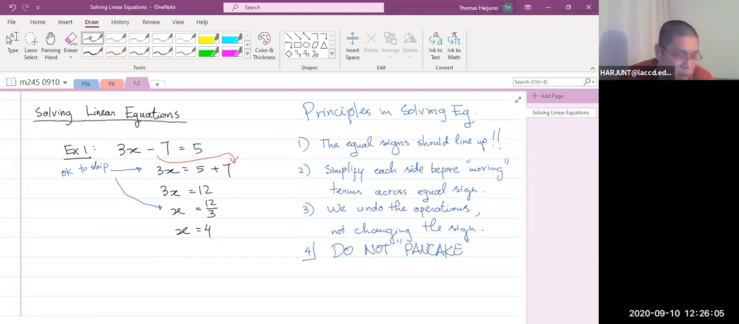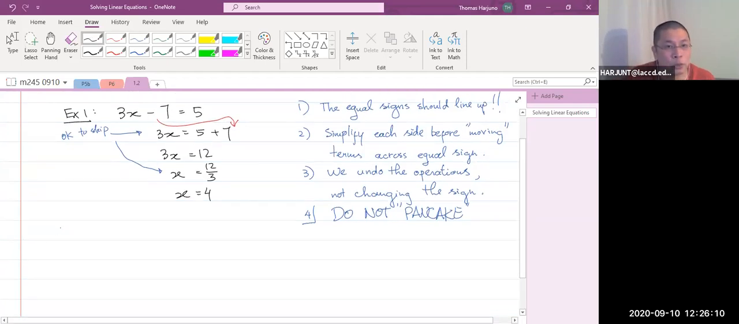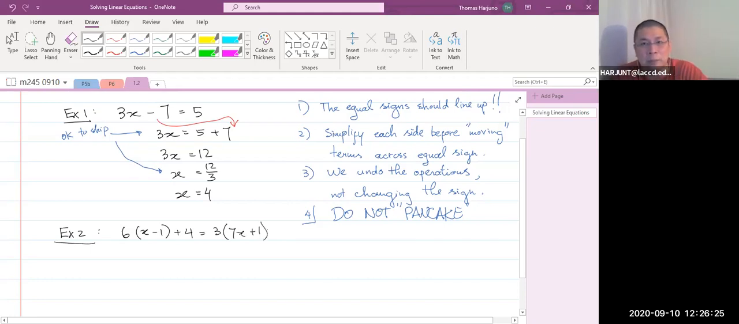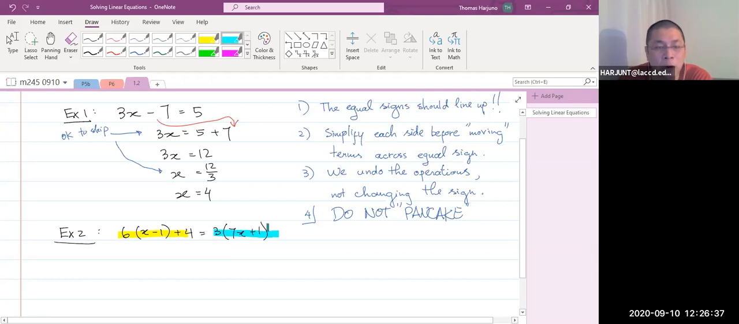Now let's see more. Suppose I have example 2: 6 times (x minus 1) plus 4 equals 3 times (7x plus 1). Now, I try to emphasize my step number 2: simplify each side before moving terms across the equal sign. So I need to simplify the left-hand side first and simplify the right-hand side. Only after they get simple do you move across the equal sign.